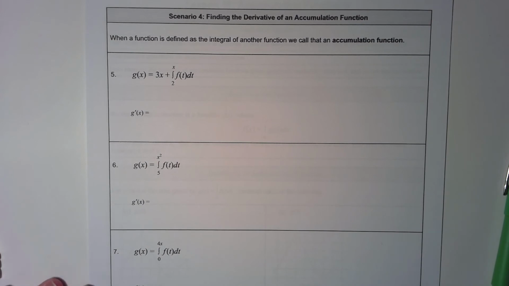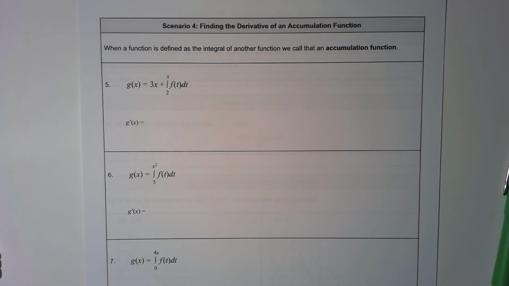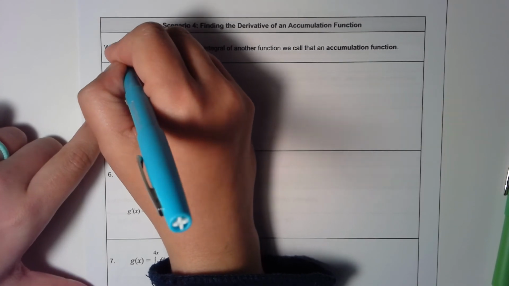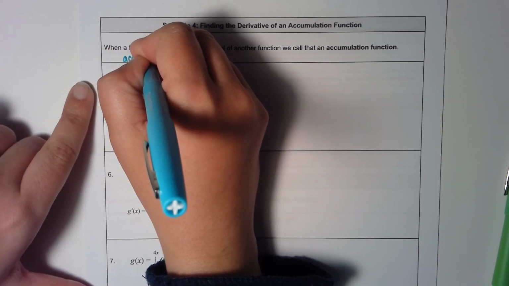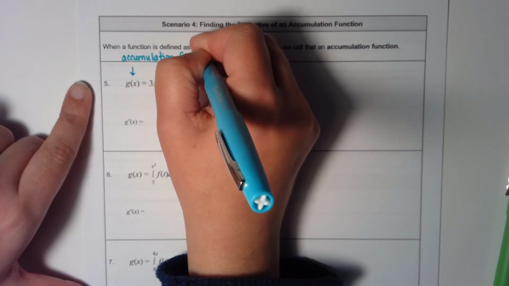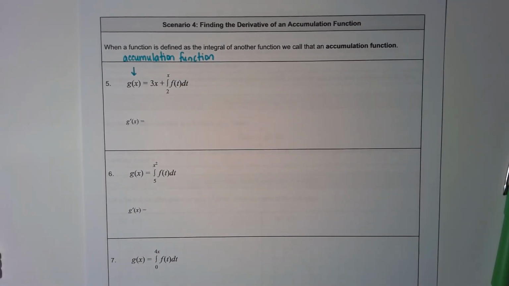Now, what if we want to find the derivative of an accumulation function? A function that is defined as the integral of another function is called an accumulation function. So in this case, g of x is an accumulation function, because in order to find values for g of x, you need to find the accumulated area of a different function, which is f of x. So that's why we call that an accumulation function. F of x is not an accumulation function. F of x is just part of the integral. G of x is an accumulation function because it's equal to something that involves the integral of something else.